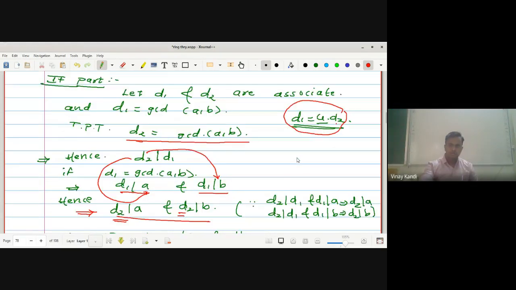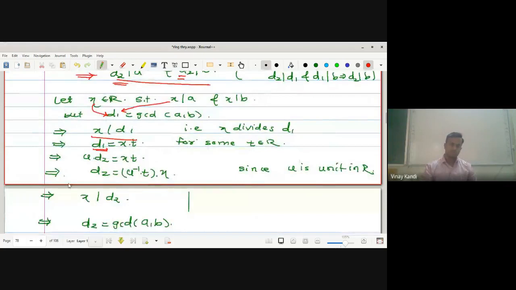U into D2. Okay, why? Because they are associates. So this is the definition of associates. But U is the what? Unit element. That means the inverse exists. So D2 is equal to inverse of U into T into X.